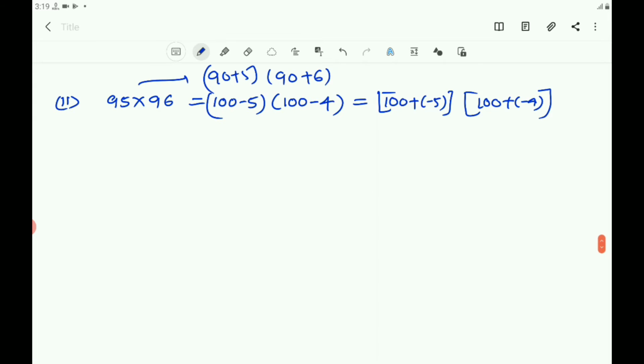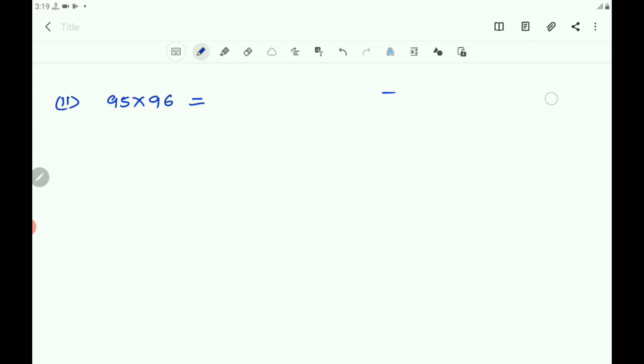That also you can use. And 100 square you can get easily. So you can express this as a product of this one. Or if you want to express that in the form of 90 plus 5, you can also express that this way: 90 plus 5 into 90 plus 6.